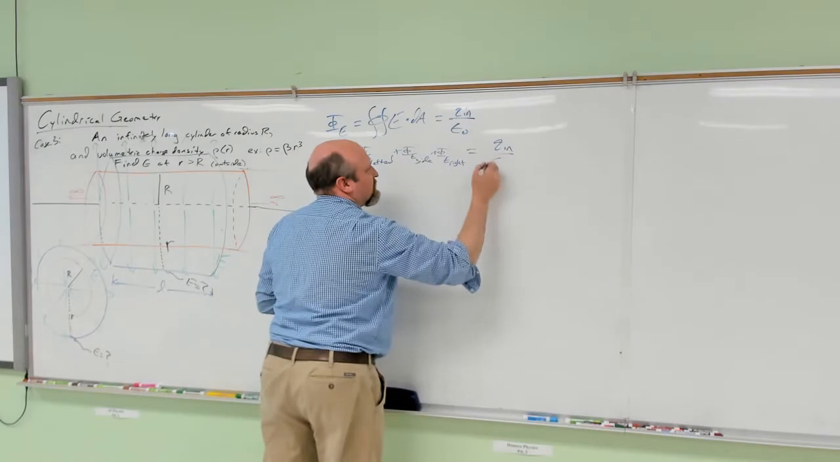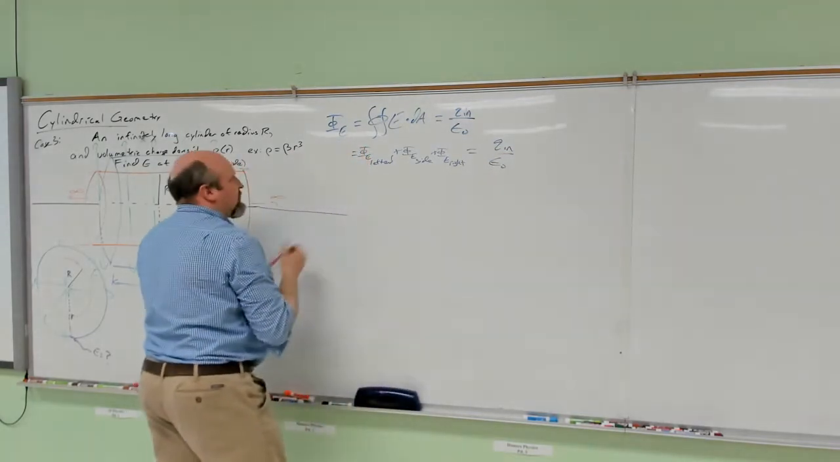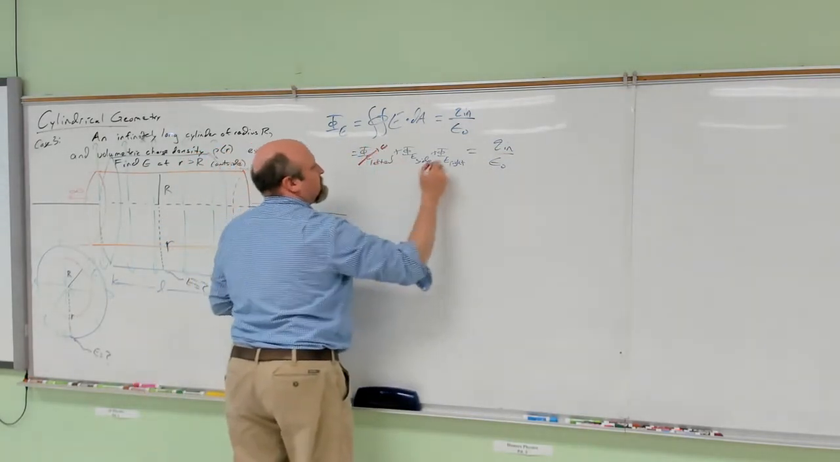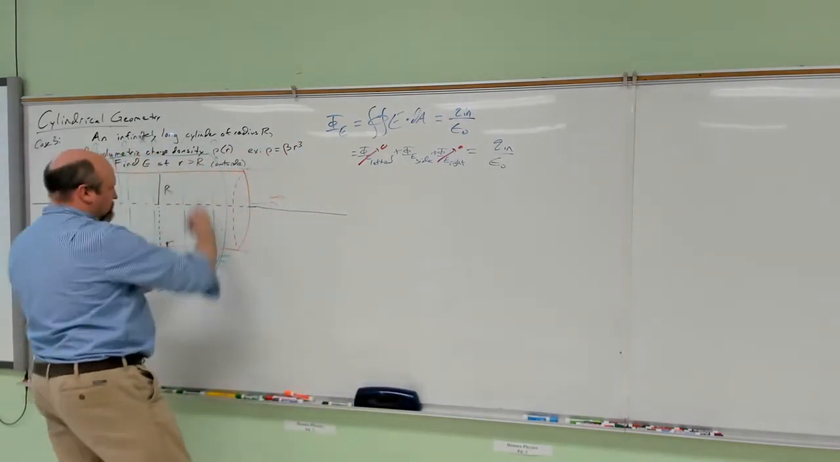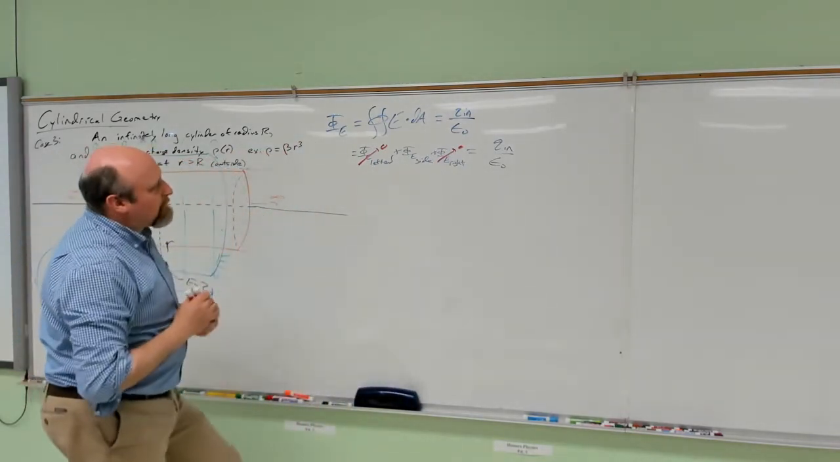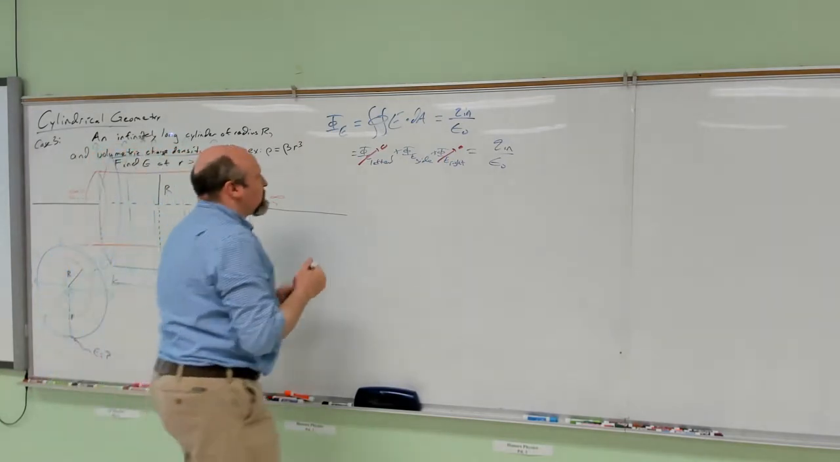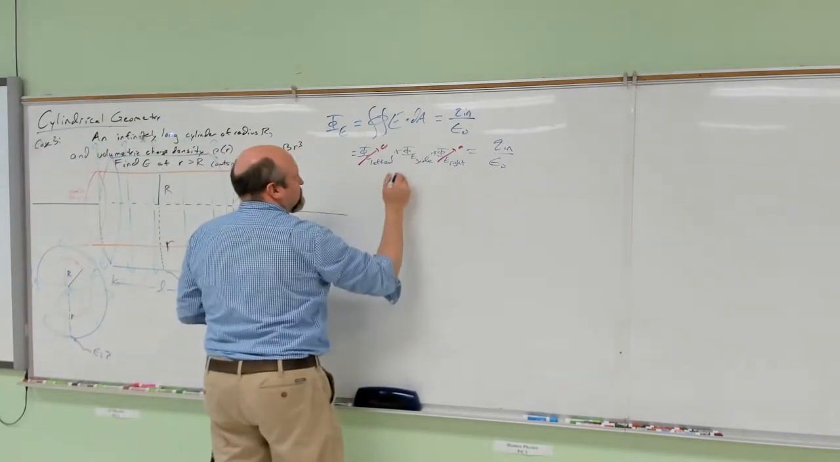equals Q in over epsilon naught. And we said the flux out the ends is 0, 0. No flux out the ends, just the flux out the curved side. So, having said that, how are we going to do this? We're going to apply this equation here.